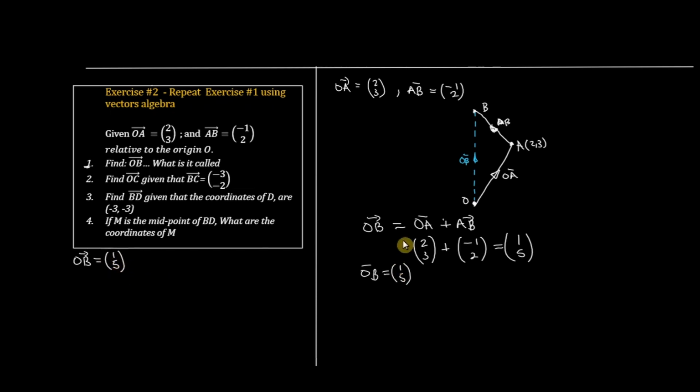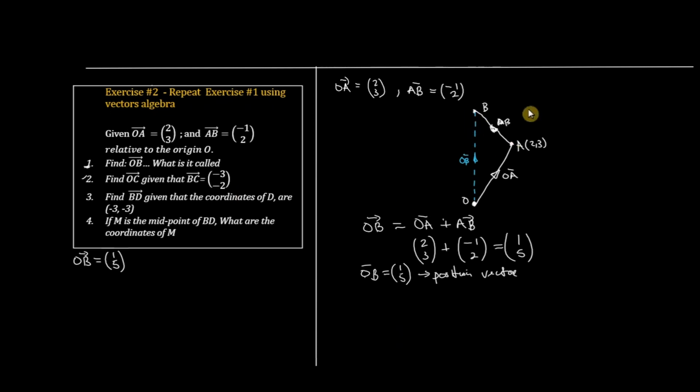So that's the first question. If the vector starts at the origin, it is called a position vector. So we can write OB is a position vector. The second part of the question is asking us to find the vector going from O to C.